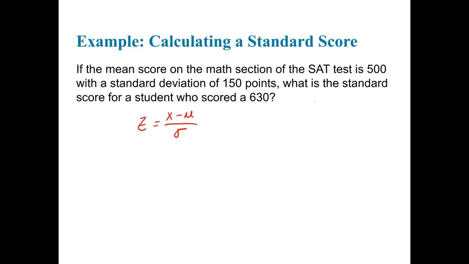So what would my x value be here? What is my data value of interest? It's the 630, right? So x is always the one you're interested in. What would our mean be here? 500. And what's our standard deviation? 150. So we're just plugging those in. So 630 minus 500 divided by 150.